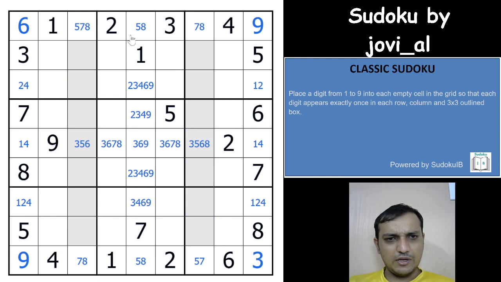I'll mark it very light, so that it doesn't distract us while solving. I won't write all the possible candidates, because there are many candidates possible in many cells here. It would be very tedious work.